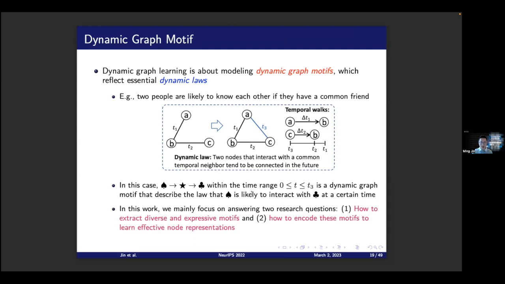So in this work, we mainly focus on answering two sub-research questions. The first one is how to extract diverse and expressive motifs, and the second is how to encode these motifs effectively to learn time-aware node representations in the dynamic graph.